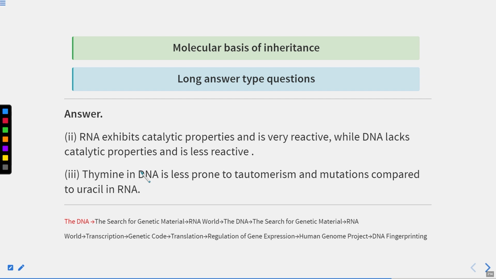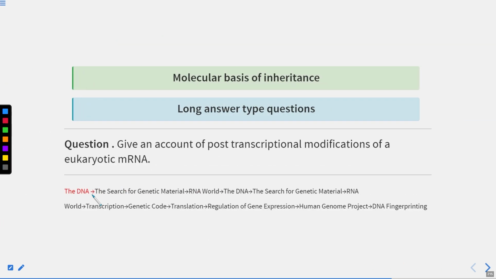Now, third point, thymine. DNA consists of 4 nitrogen bases: adenine, guanine, thymine, and cytosine. Thymine is present in the DNA and it is less prone to tautomerism. Tautomerism causes mutations. Whereas RNA consists of uracil, which is more prone to tautomerism and mutations. So this is also a reason why RNA is unstable. Because of these reasons, DNA evolved as a genetic material which is most chemically and structurally stable.